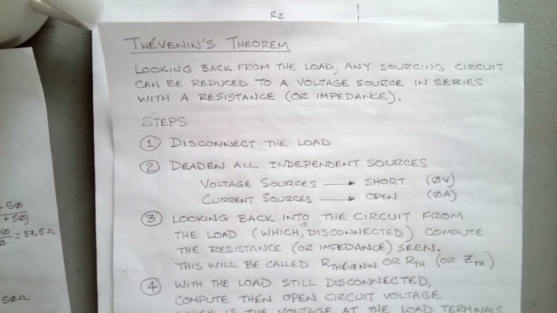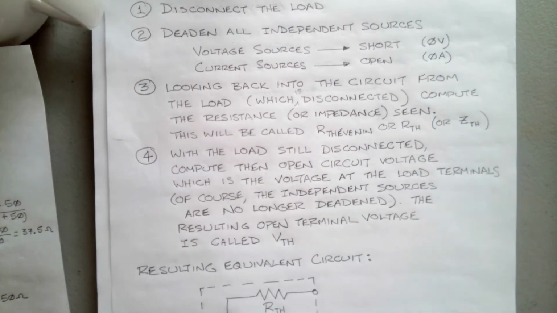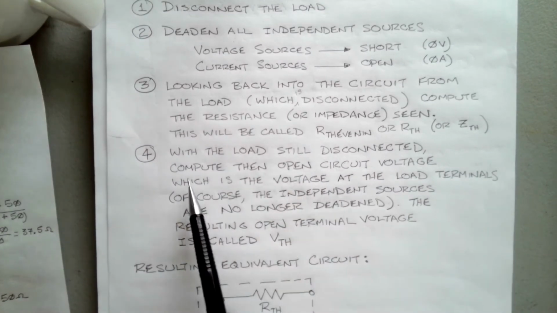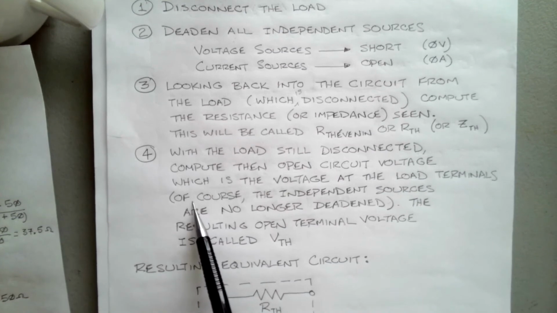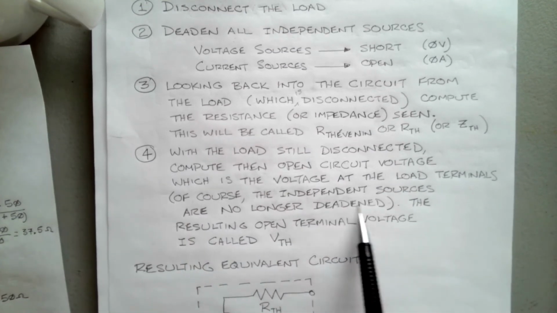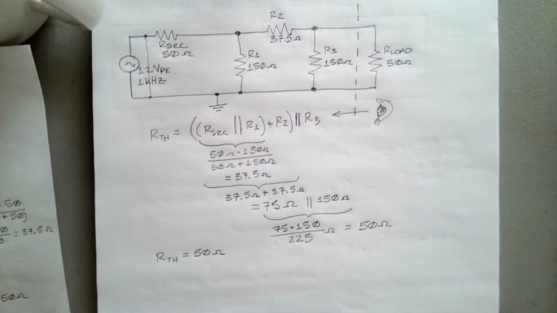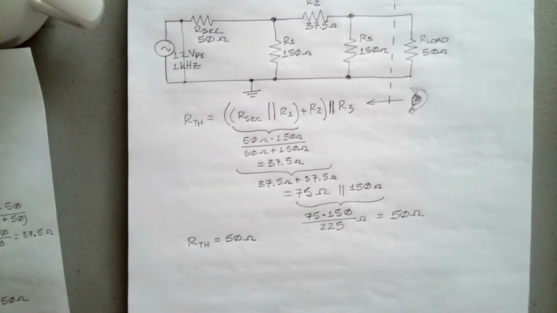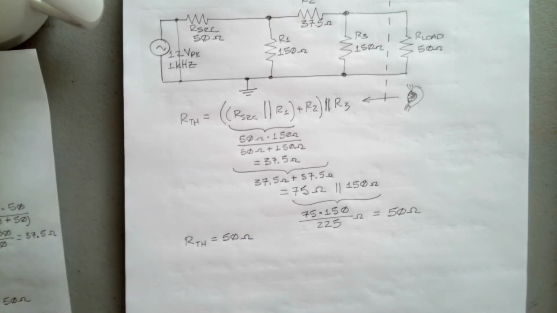Now we have to find the open circuit voltage. I'm sorry, we have to find, with the load still disconnected, compute the open circuit voltage, which is the voltage at the load terminals. Of course, the independent sources are no longer deadened. The resulting open terminal voltage is called V Thevenin. So what we're going to have to do now is analyze our circuit.